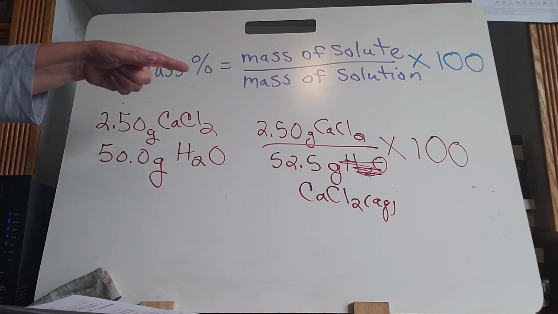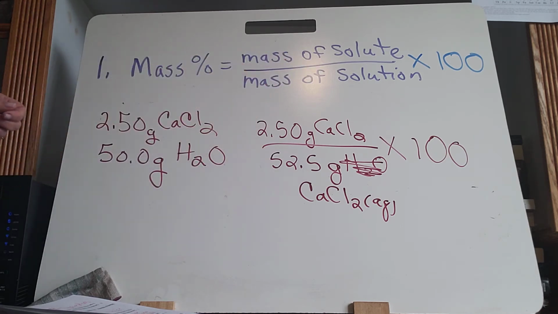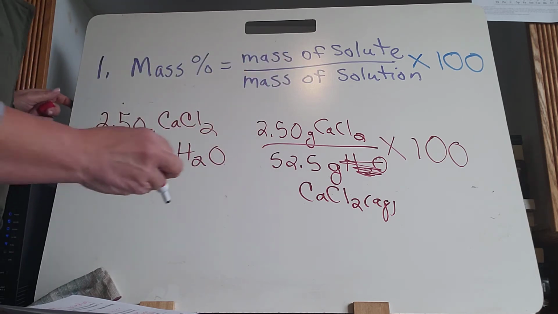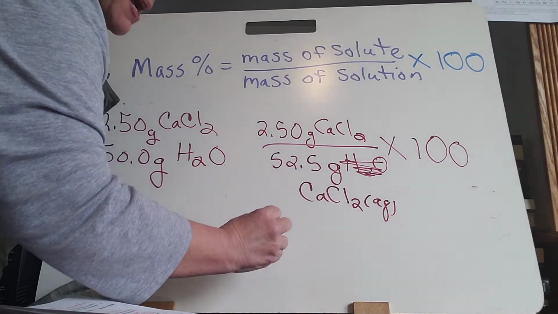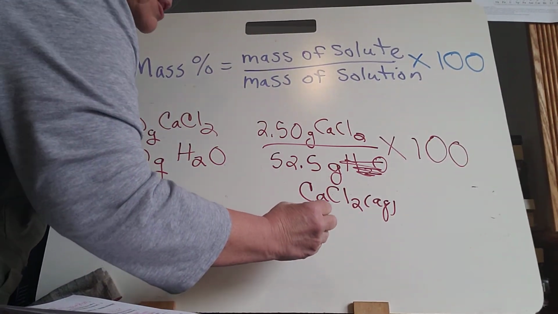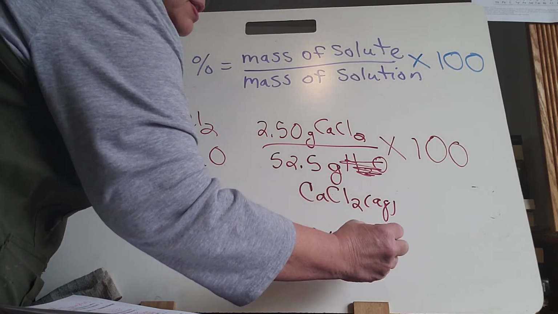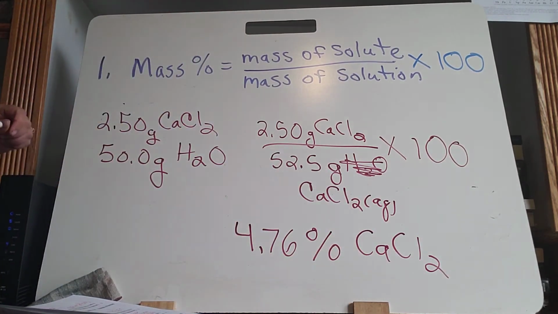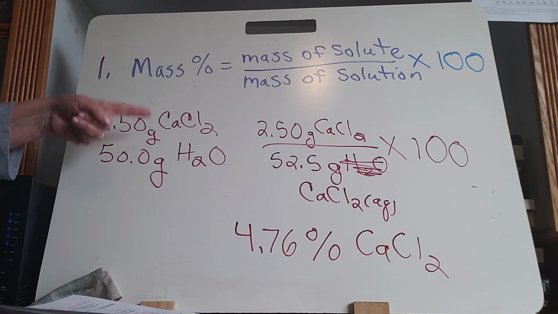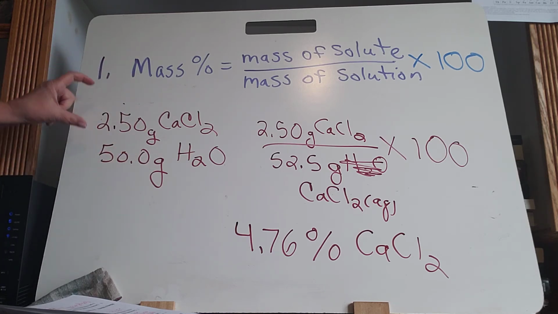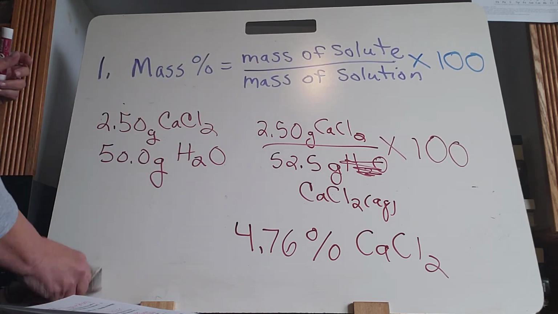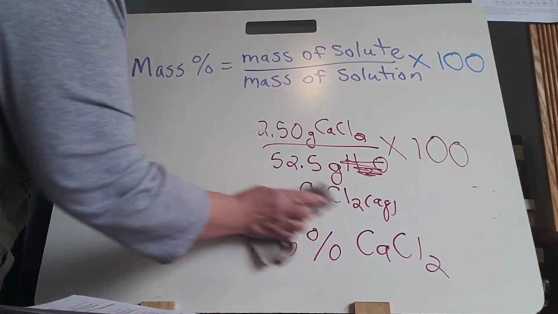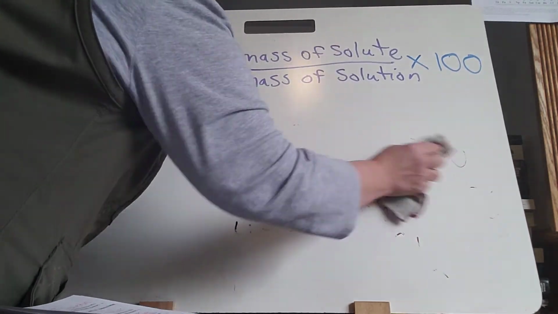Now, when I divide this and multiply by 100, I'm getting 4.76% calcium chloride. Again, the trick to this problem was I needed to add up both of these numbers to make a solution. All right, now let's look at the next problem. I'm going to have you do more on your own.